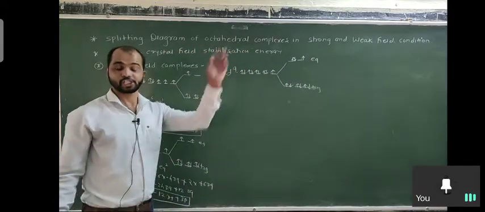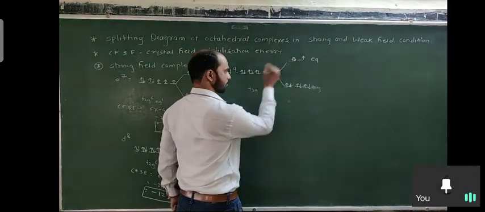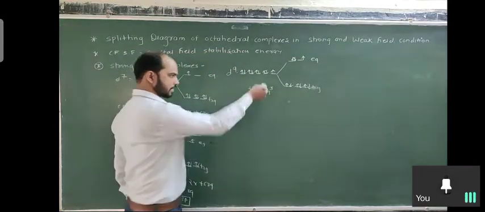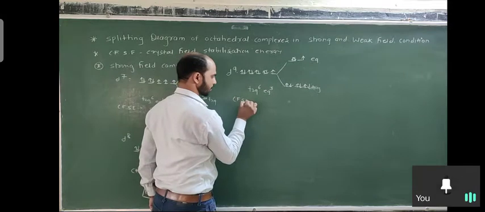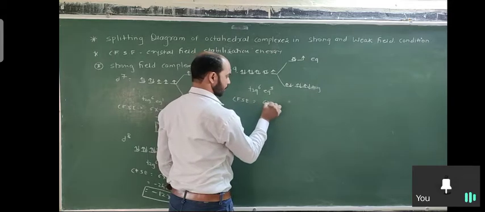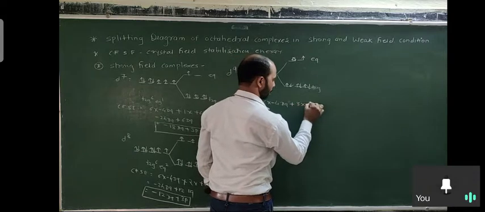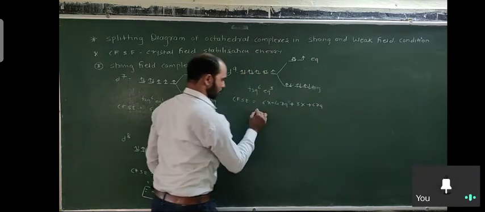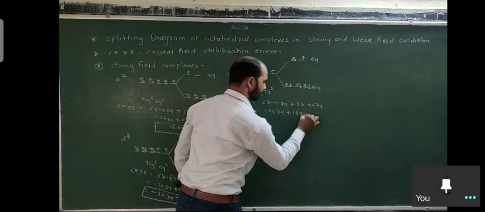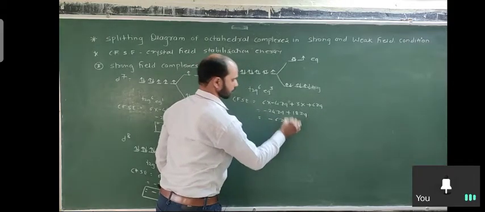9. See how I fill up the electrons as well. So T2G has 6 electrons, EG has 3 electrons. So using this electronic configuration, we can calculate CFSE. So CFSE is 6 into minus 4 dq plus 3 into plus 6 dq. So minus 24 dq plus 18 dq. The answer is minus 6 dq.